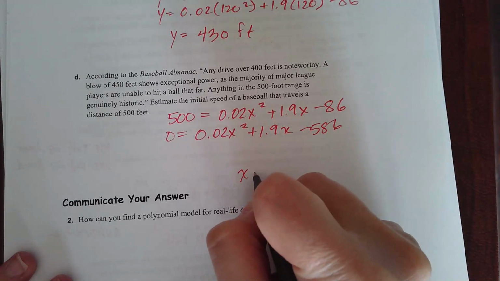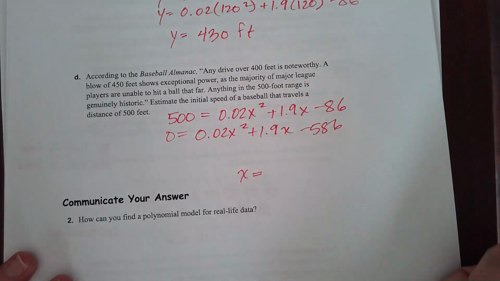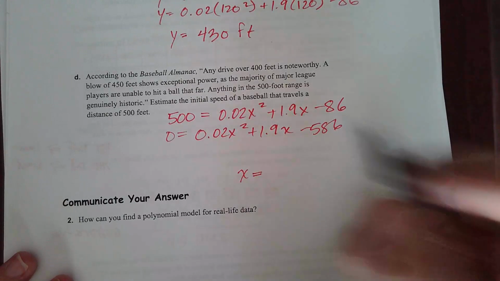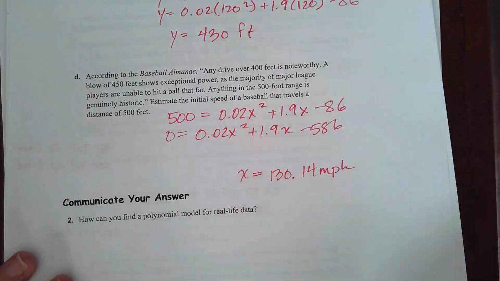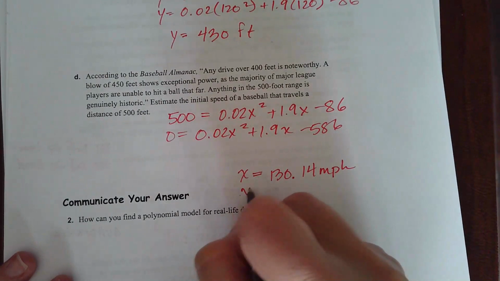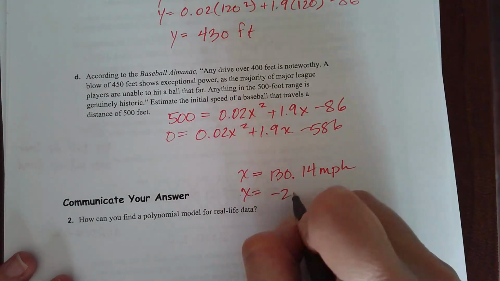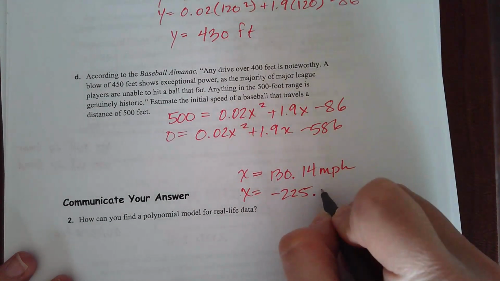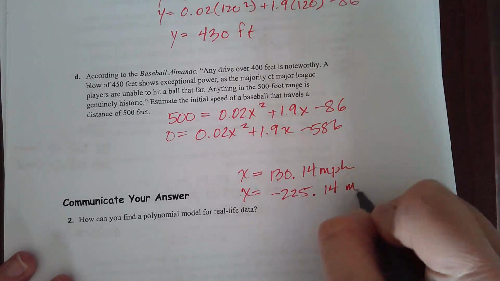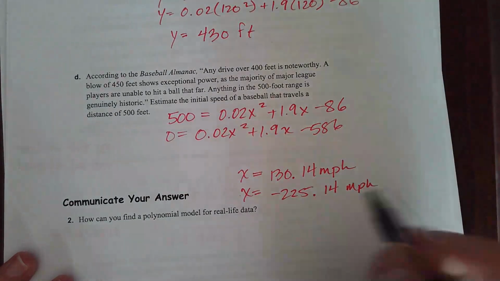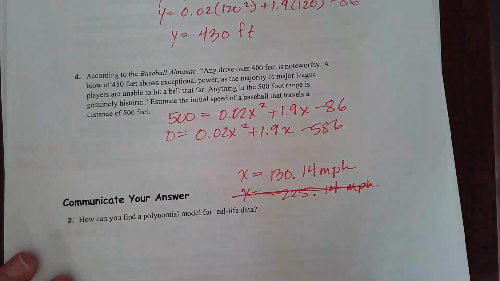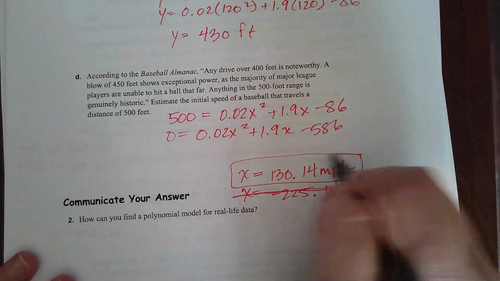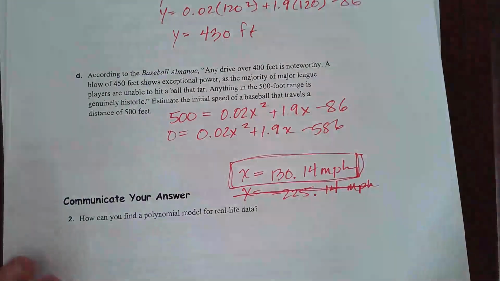Remember I told you always leave your answers in reduced radical form with the exception of when you deal with a story problem. So you should get 130.14 miles an hour, and then because it's quadratic and you're going to get plus and minus, you're going to get negative 225.14 miles per hour. But then you're going to say to yourself, well, that doesn't make any sense because I'm not going to hit the baseball negative 225 miles per hour. So I'm going to go ahead and use the positive as my answer.